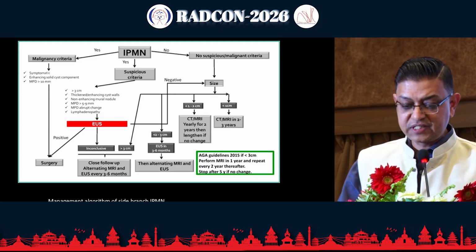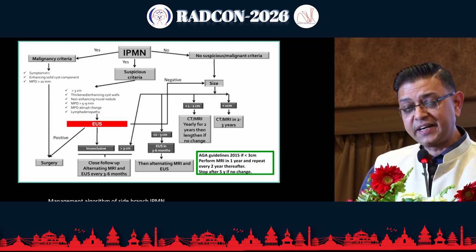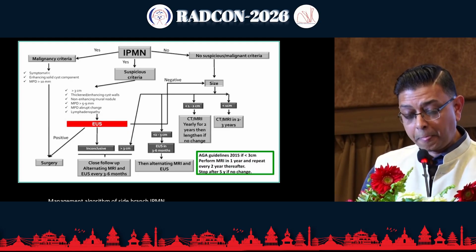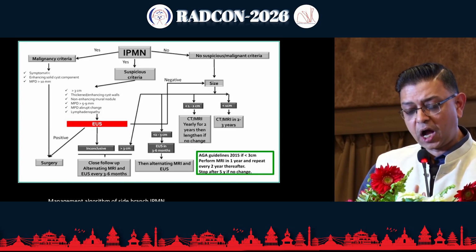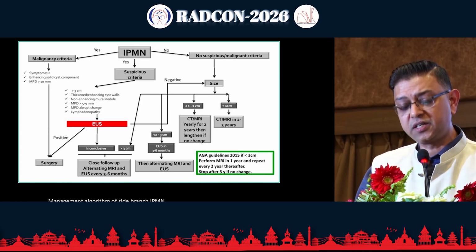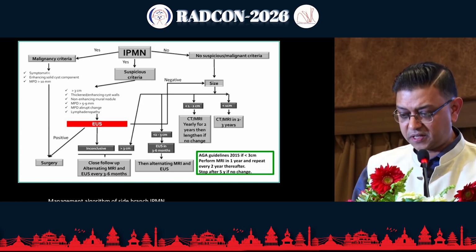If it is suspicious, that means the main pancreatic duct is between 5 to 9 mm, and the cysts are increasing, you need to follow it. How do you follow it up? Either by endoscopic ultrasound or by MRI every 6 months.